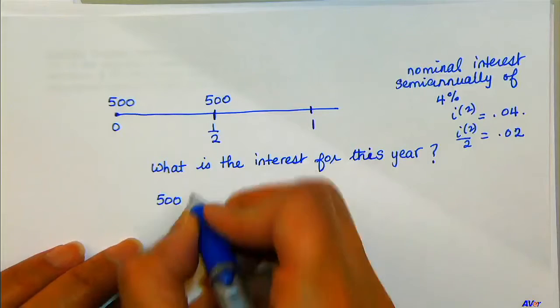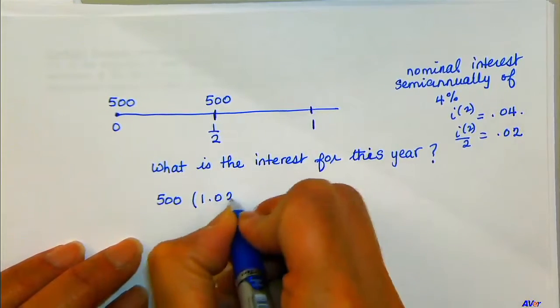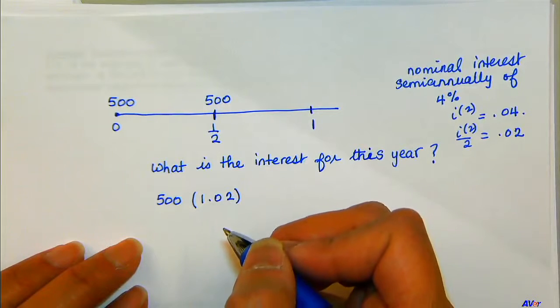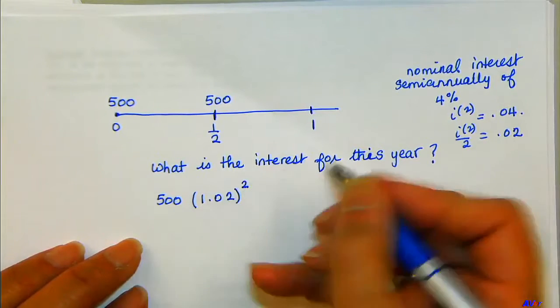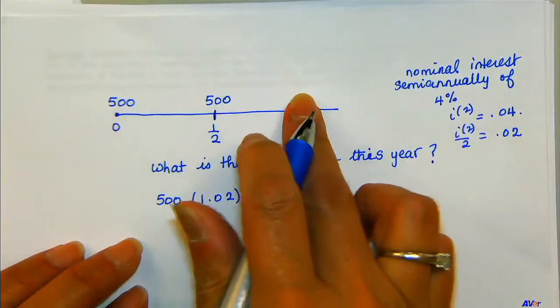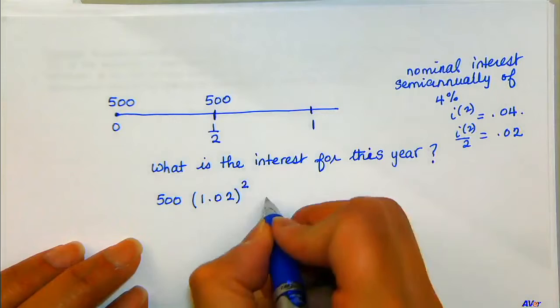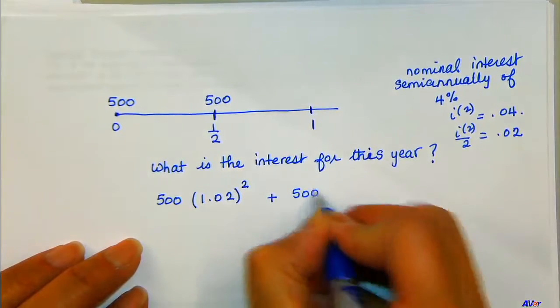Wouldn't it just be 500 times 1.02 to the second power? Okay, I grew it. Then you want to go the other one? 500 times 1.02 to the first power. Okay, then what do you want to do?